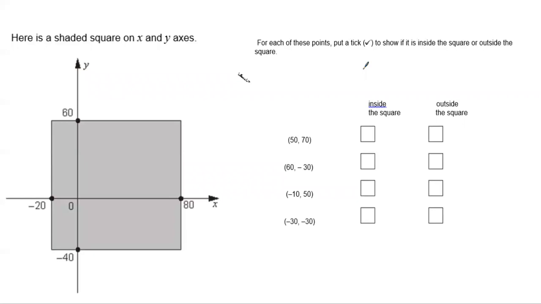Here is a shaded square on an X and Y axis. For each of these points, put a tick to show if it's inside the square or outside the square. So 50, 70, 50 would be less than this one, but it'd be above here. So that would be outside the square. 60, -30 would be about there, which is inside. -10 would be around here, and then 50 would be about there. So that's inside. -30, -30, that's outside, isn't it?